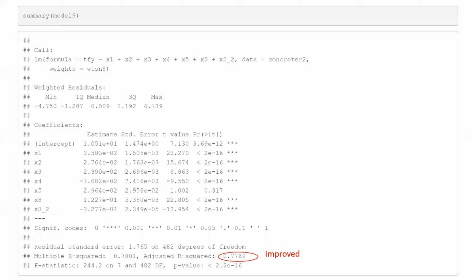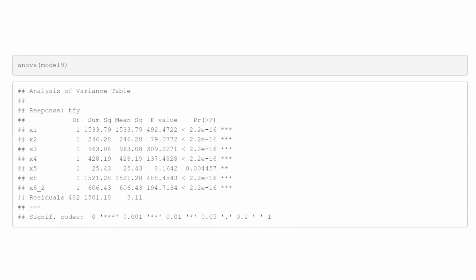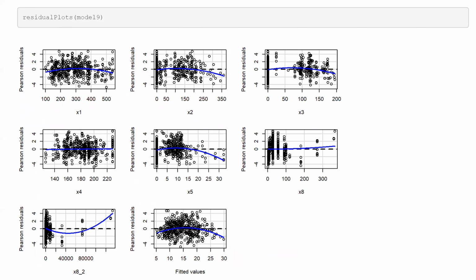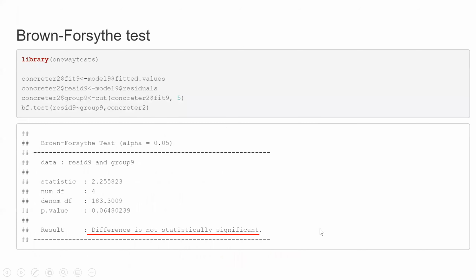So first, let's see the model summary. The adjusted R squared is 0.7769, which has been improved. And here is the ANOVA table. The residual plots have been improved compared with the original one, because you can see that from the y-axis, I think that it has a good fit.